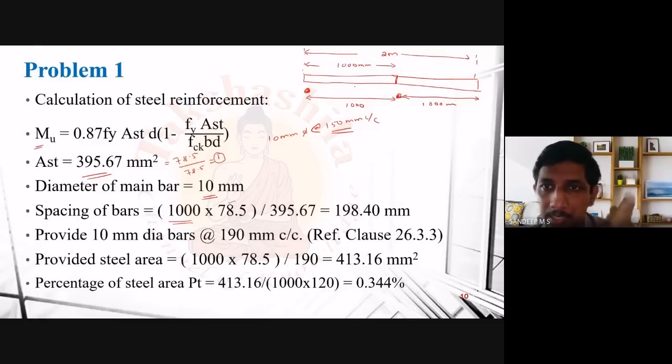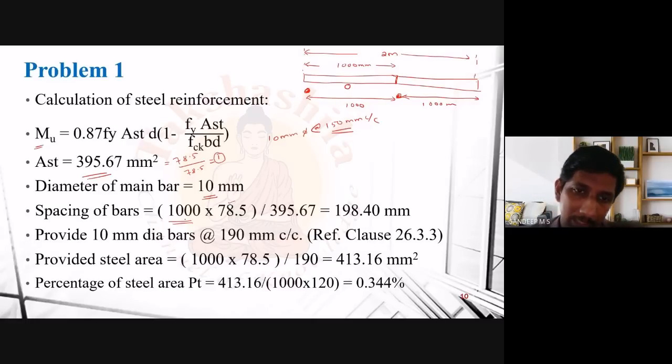Say first case, let's assume like this. I will be just providing a single bar here. Then from this equation, the spacing of bar is equal to 1000 into the area of cross section of a single bar divided by the total area. That is what we have done here, that is, 1000 divided by the number of bars required. So instead of this I will be having 78.5 again. So 1000 into 1, so basically the spacing will again be 1000 in this particular case.